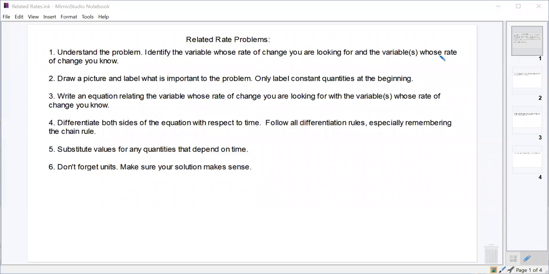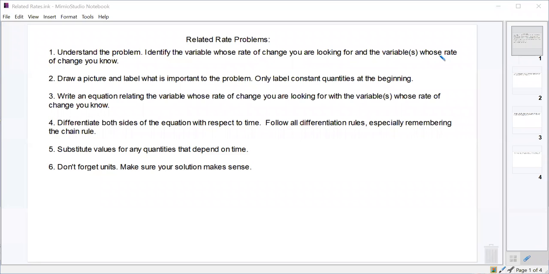So there are a few important steps that you'll need to take. First, read and understand whatever problem you are working on. Figure out what variable's rate of change you're looking for. So you're always going to be looking at some variable's rate of change. Then you'll draw a picture and label the important things on your picture.